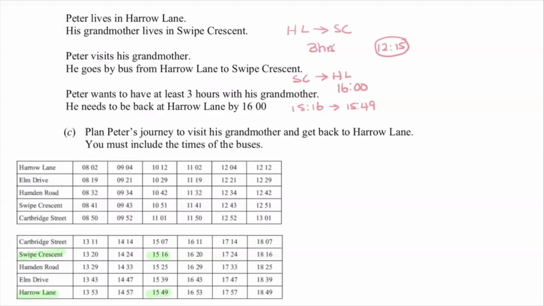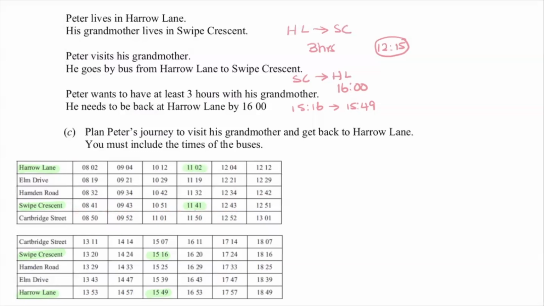I'm going to look at my Harrow Lane to Swipe Crescent. I want to be in Swipe Crescent by 12:15, absolute latest. So I'm going across. 12:43 is too late. So this is the one that I want to be on. That's going to give me plenty of time with grandmother, which means I'm leaving at 11:02.